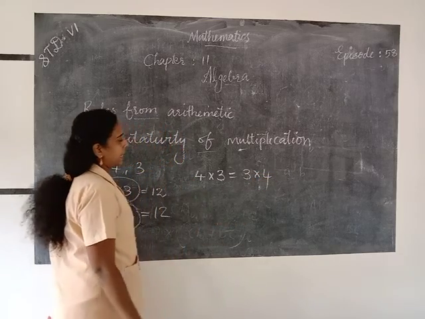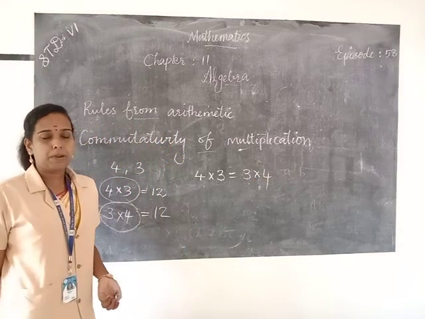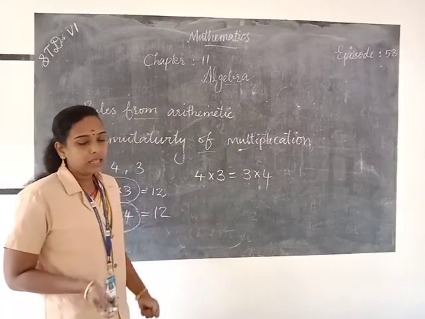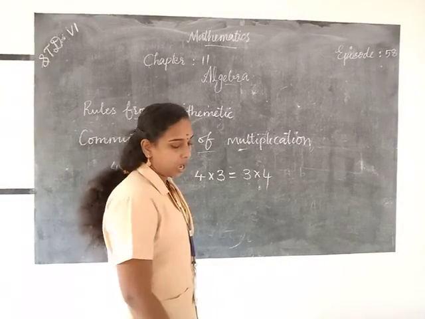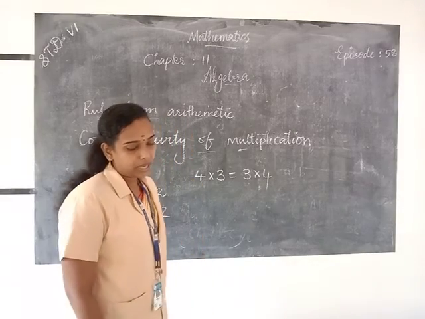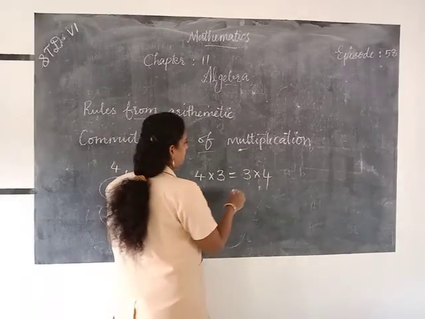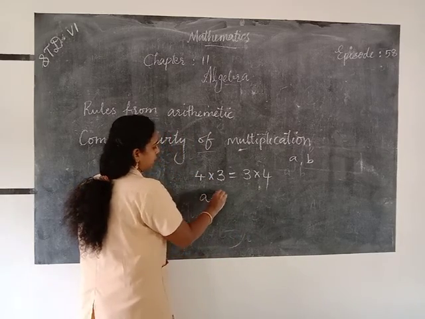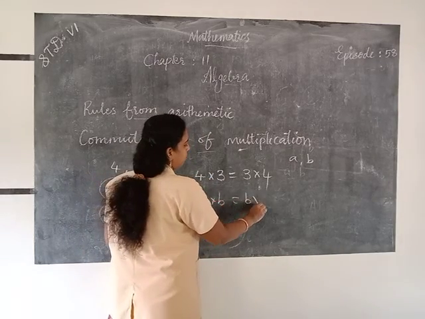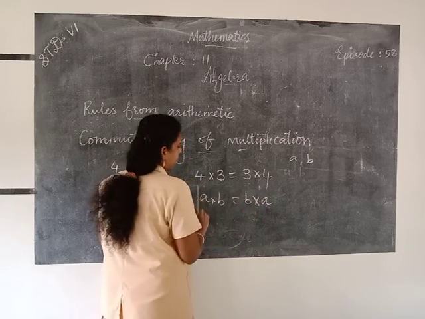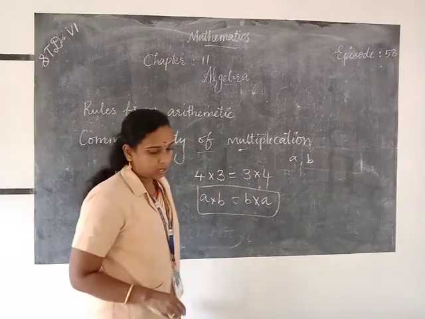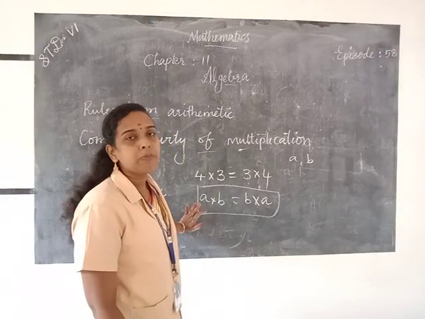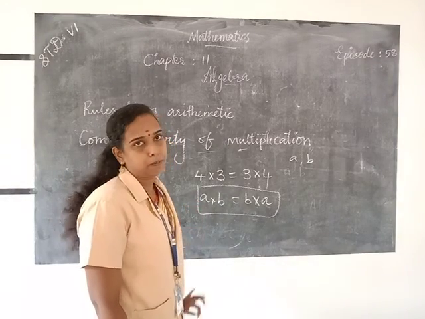So we can write the commutativity of multiplication by using variables. If we consider the numbers as A and B, then A into B is equal to B into A. So this is called the commutativity of multiplication. Therefore this property of numbers is called the commutativity of multiplication.